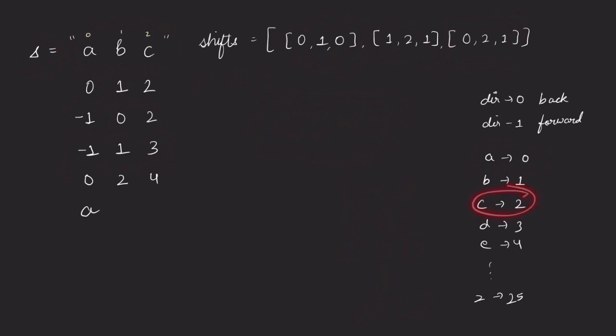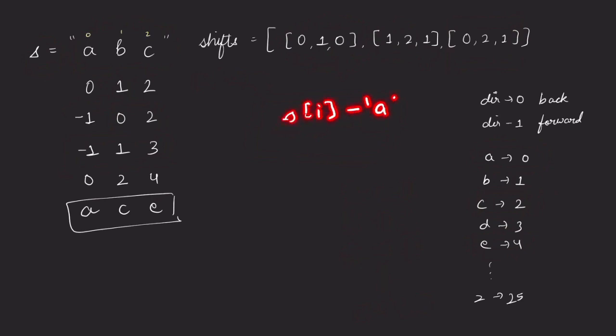For 2 we have C, so this will be C. For 4 we have E, so this will be E, and this is our answer as we saw earlier, right? So basically, when you want to convert a character to the number, then you will do S of I minus A. And when you want to convert this number back to the character, whatever that number is, let's suppose that is n, you can add A to it and it will be converted to the character, right?